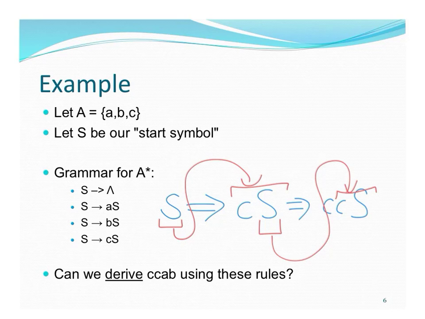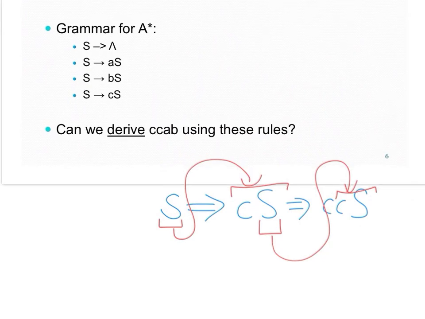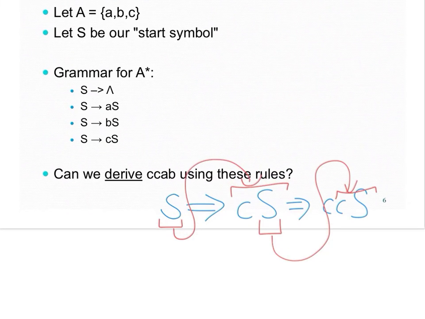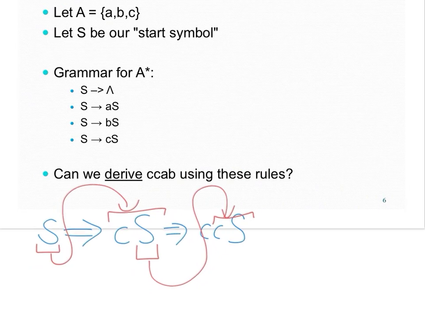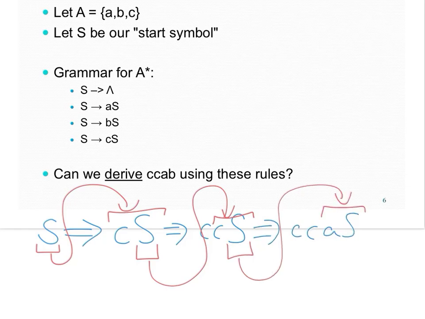I think what I'm going to do is shrink this a little bit so I have a little more room. Let's get that up there, and we'll take this and move it over here. And remember, I'm trying to derive CCAB. So now I think you know where we're going here. I'm going to do CCAS because, of course, I took this S and expanded it into an AS using this second rule here. And still I don't have enough room, so bear with me.